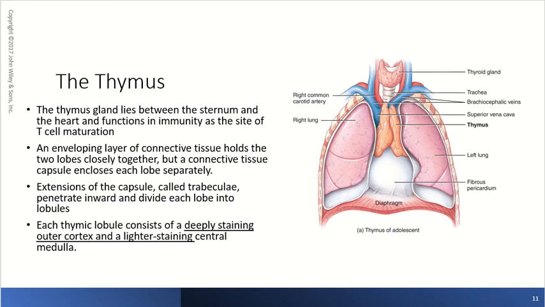The extensions of the capsule are called trabeculae, and these are going to penetrate inward and divide each lobe into lobules. Each thymic lobule is going to consist of a deeply staining outer cortex and a lighter staining central medulla. We're able to really see the difference here based on how they stain. It's very distinct. We'll look at this in the lab later today.